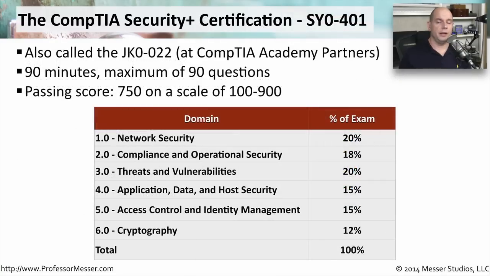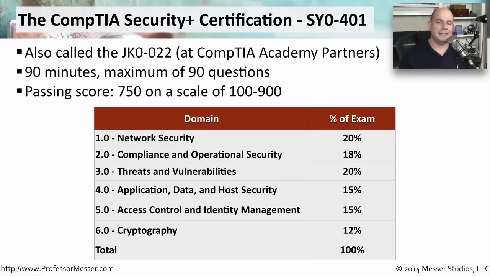This latest version of the CompTIA Security Plus exam is the SY0-401. If you're looking at your study materials and the books that you use, make sure that they all are referring to this particular version number of the exam. If you're working in an educational facility that is a CompTIA Academy partner, you might also see this exam referred to as the JK0-022. It's exactly the same exam with exactly the same questions and the same content, but the numbering scheme is a little bit different if you are a CompTIA Academy partner.